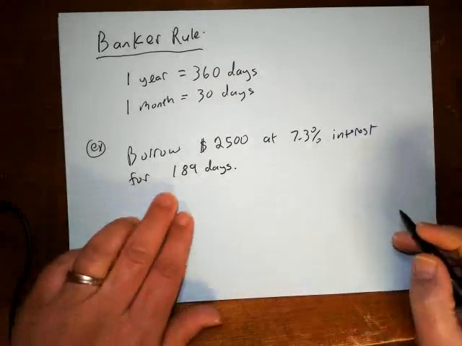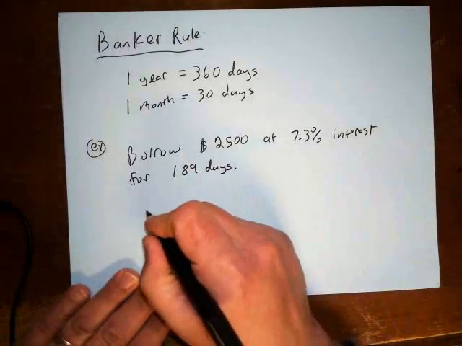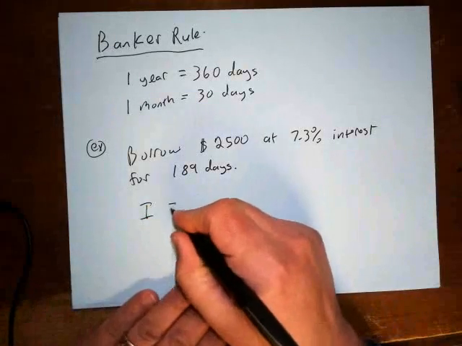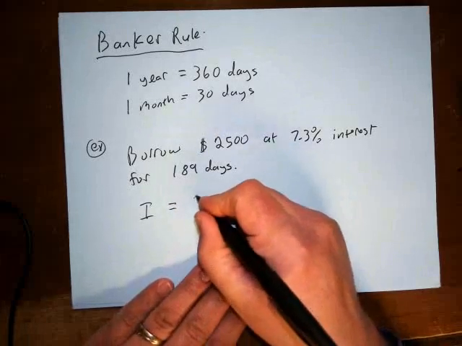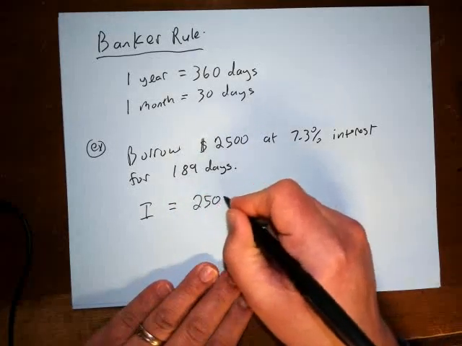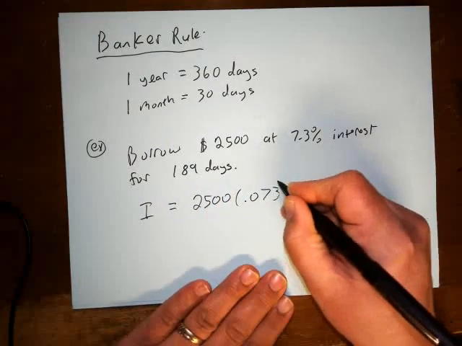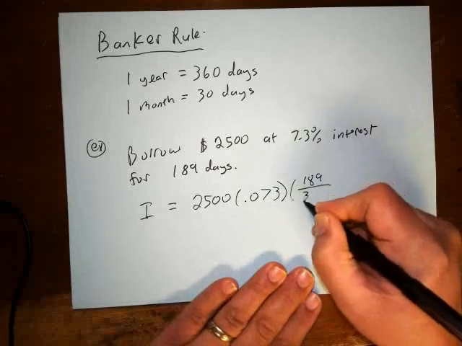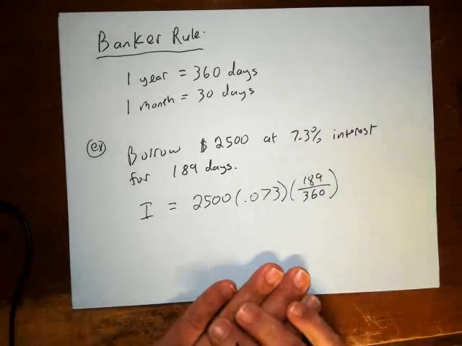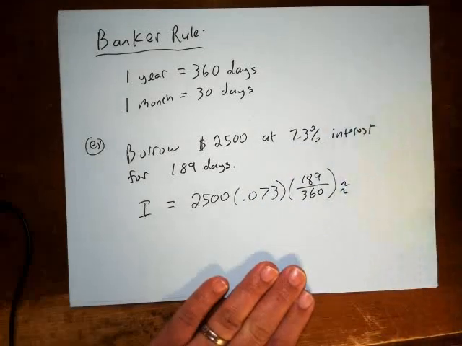So to do the conversion, I'm going to divide 189 by 360. So to calculate the interest, it will be, we'll say 2,500 times 0.073, and now banker's rule, I'm going to divide by 360 instead of 365. That's all the banker's rule is. Okay.